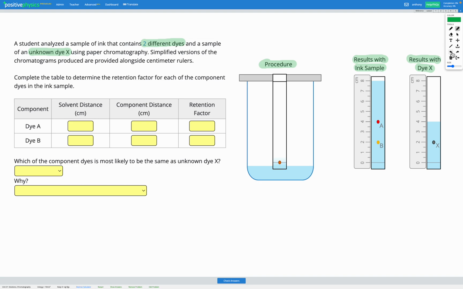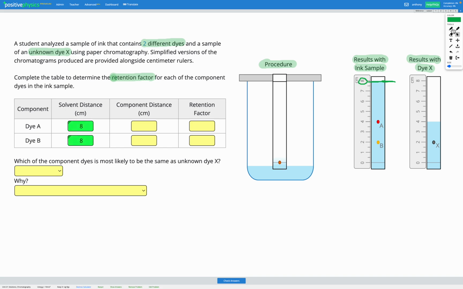So first we're going to be finding the retention factor for each of the dyes in the ink sample. That's A and B. So to do that, we're looking at their solvent distance and component distance. The solvent distance is how far the water, in this case, traveled up the paper. So that's going to be here on our diagram. That's going to be 8 centimeters for both A and B because they're on the same piece of paper. So our solvent distance was 8 centimeters.